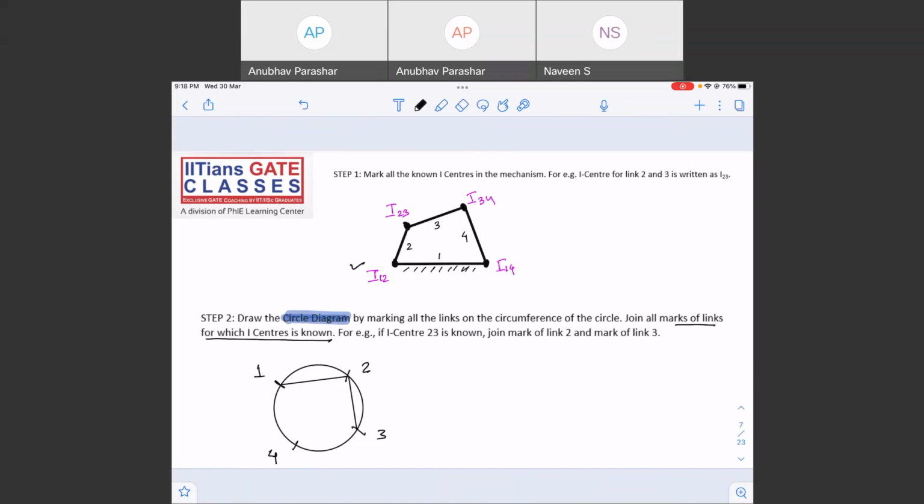We know I center 3, 4, right? So we're joining 3 and 4. We know I center 1, 4, so we are joining 1 and 4. Okay?